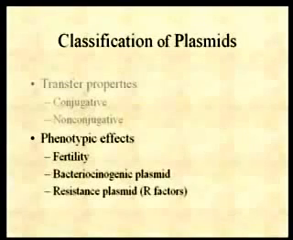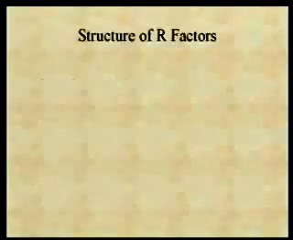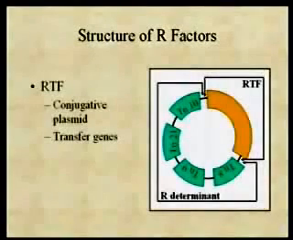But the plasmids that we're really interested in are the R plasmids, or resistance plasmids. R plasmids carry antibiotic resistance genes, obviously, and these are conjugative plasmids. Structurally, they have a portion of the molecule referred to as the RTF, or resistance transfer factor. This is the part of the plasmid that contains all the genes necessary for conjugation. So this would code for the F pilus, for example, and anything else needed for conjugation to occur.